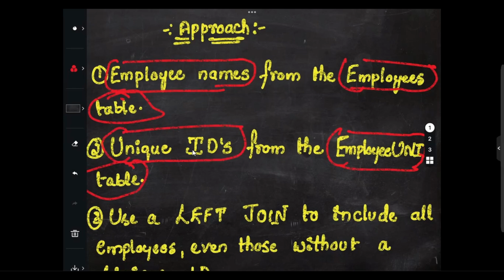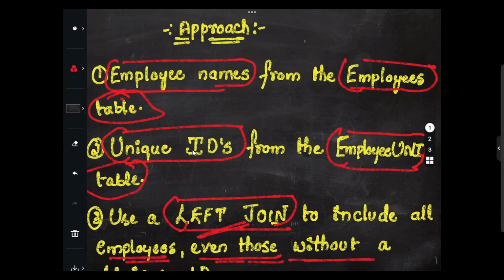The third step here is we will be using a left join. This is important. Why will we be going with the left join here? To include all the employees, even those without a unique ID, because we have to show null if the employee does not have a unique ID, right?